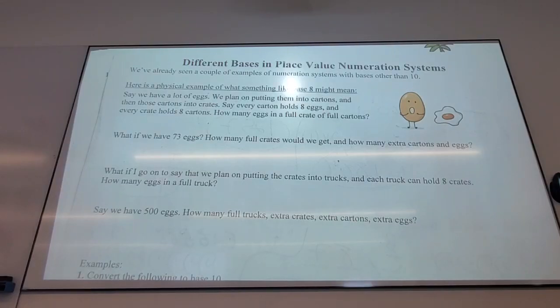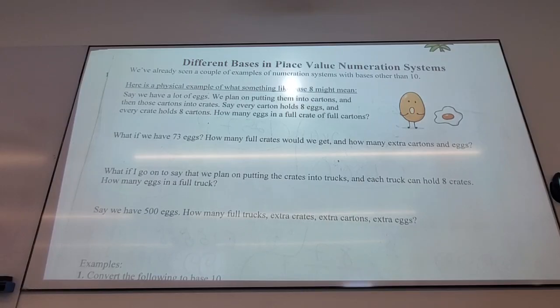Do you understand how this is the exact same work we did for Babylonians, the same work we did for Mayans? Divide, subtract, correct? Because it's trying to do the same thing. What place value system is this? It's not base 10. It's base 8. Every place means a certain number of 8s.